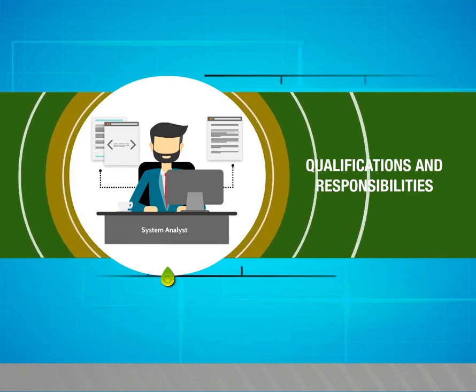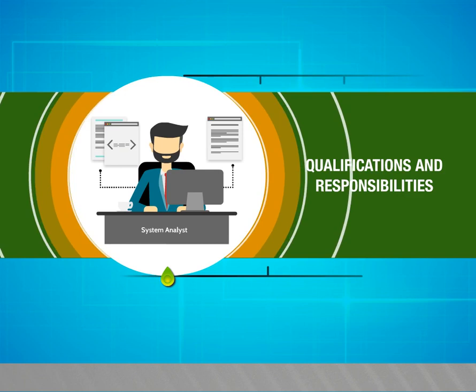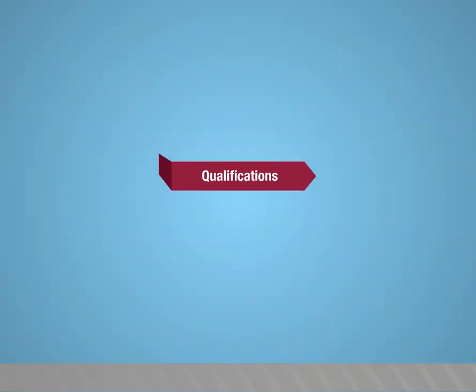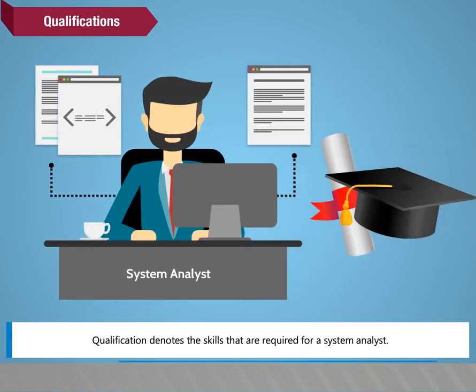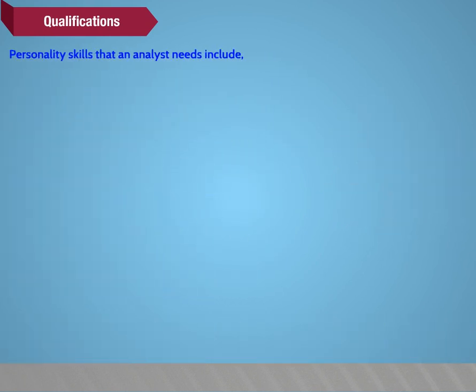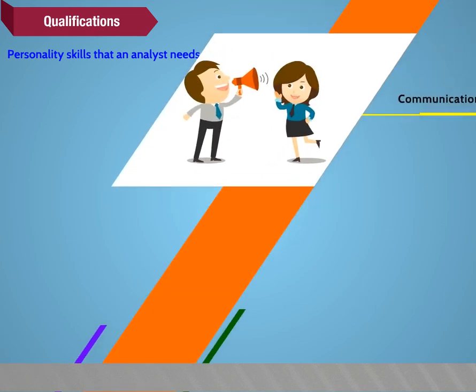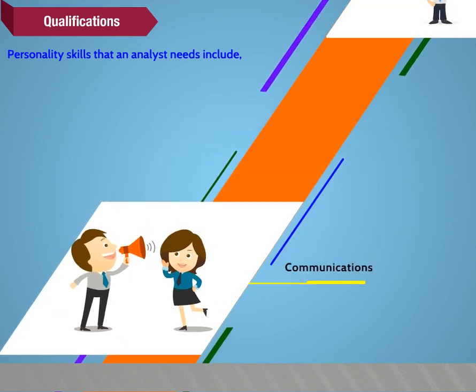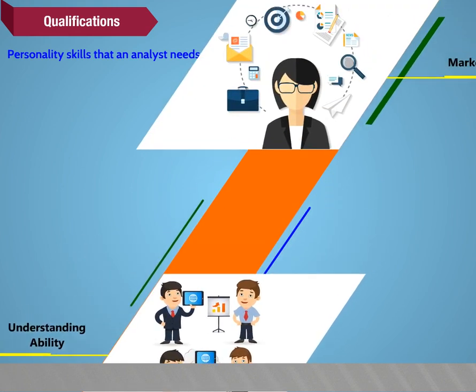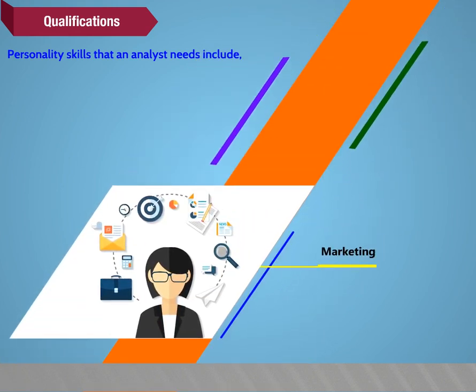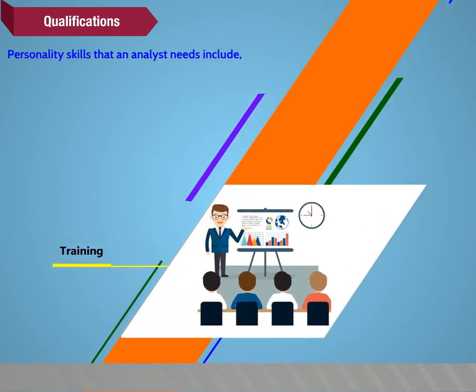Qualifications and responsibilities. In this video, we are going to see about qualifications and responsibilities. Qualifications. Qualification denotes the skills that are required for a system analyst. Personality skills that an analyst needs include communication, understanding ability, marketing, training.